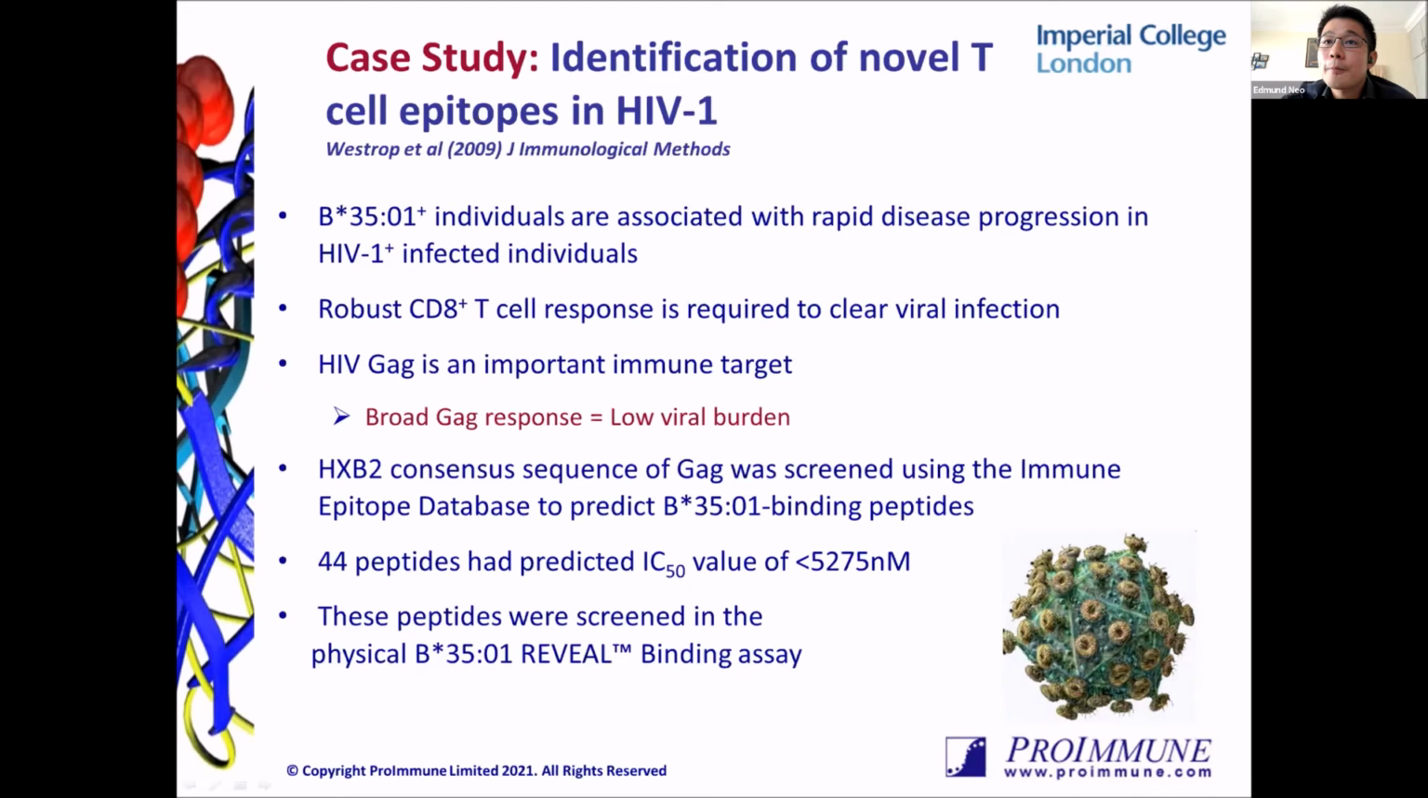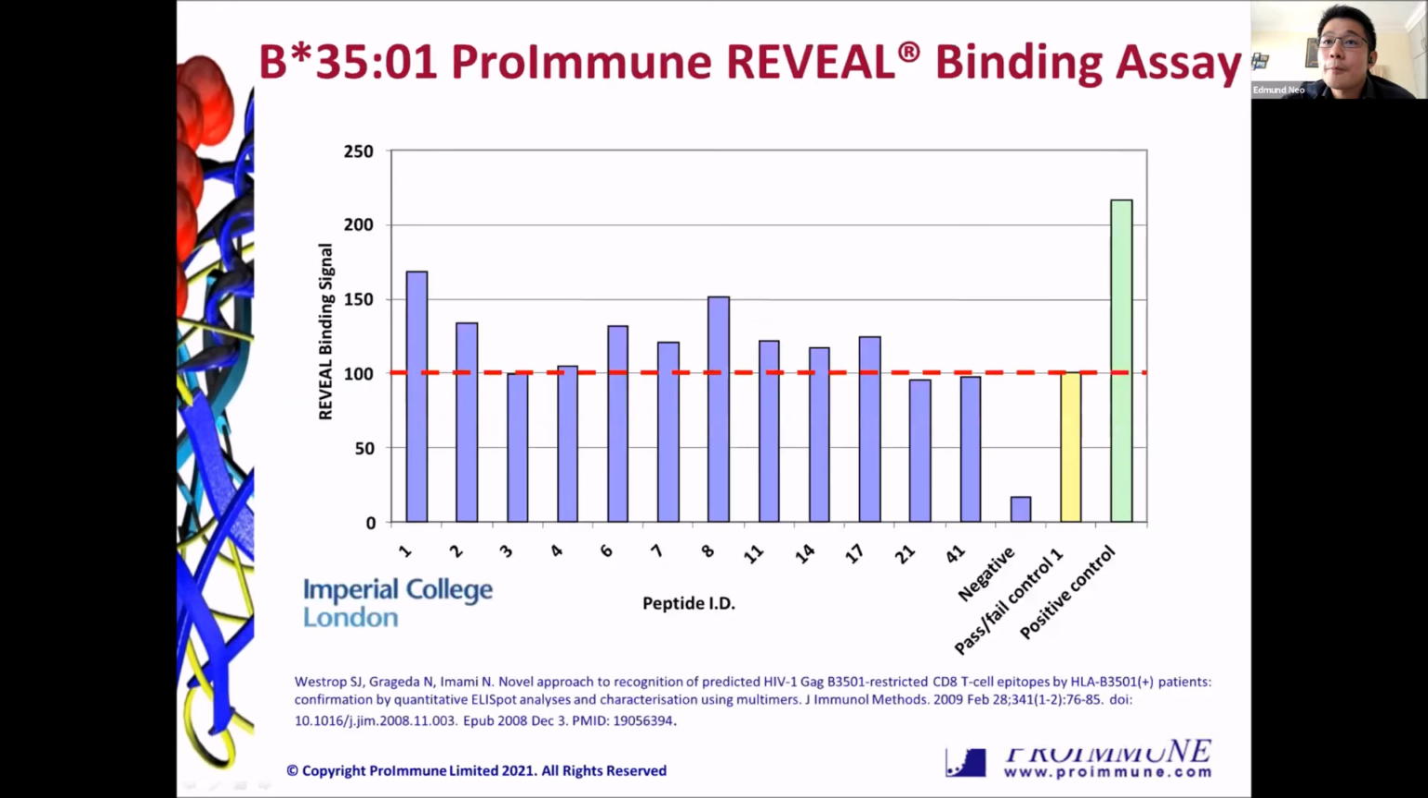In order to identify T cell epitopes, they used an in silico prediction tool, where they successfully screened out 44 peptides that are predicted to bind with the B3501 allele. Since 44 peptides is still quite a large number, they decided to deploy our physical MHC peptide binding assay to narrow down further. So here we synthesized those 44 peptides, and we screened them in our REVEAL binding assay.